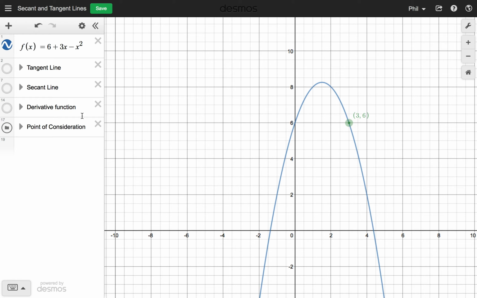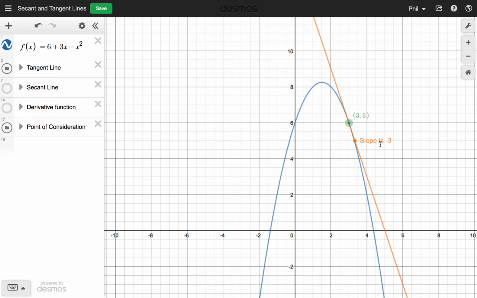You can toggle this point on and off by clicking the folder icon right there. The idea is pretty simple. Most students have at least an intuitive understanding that there should be something called a tangent line, shown here. And the computer tells us the slope of that line is -3. The question is, how can we understand why it's -3?